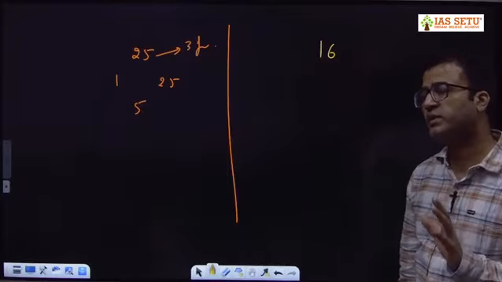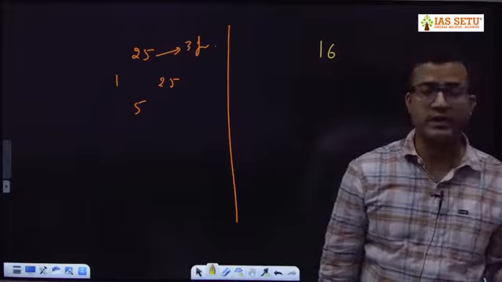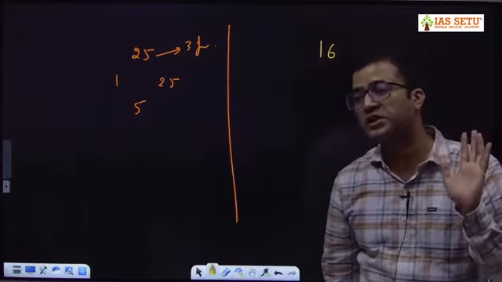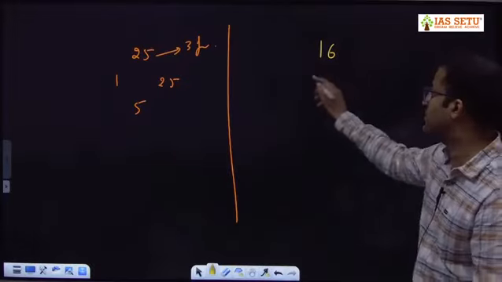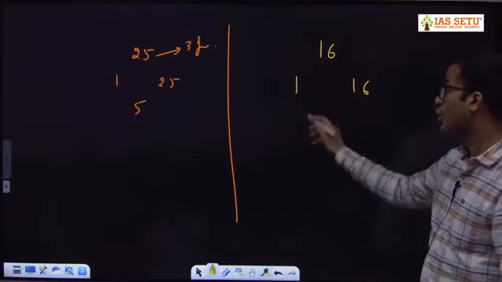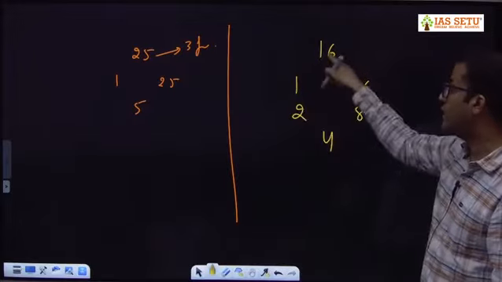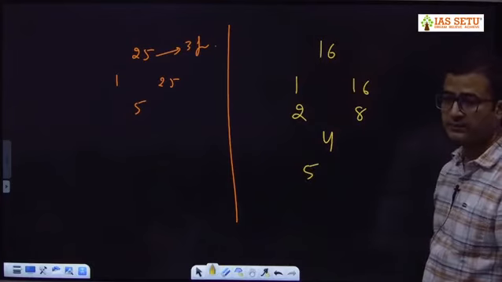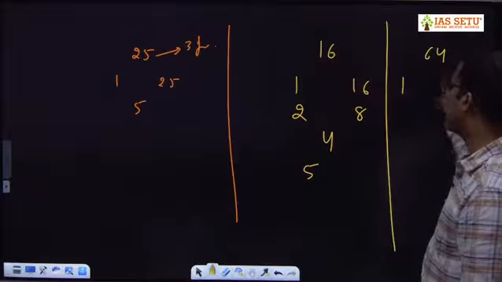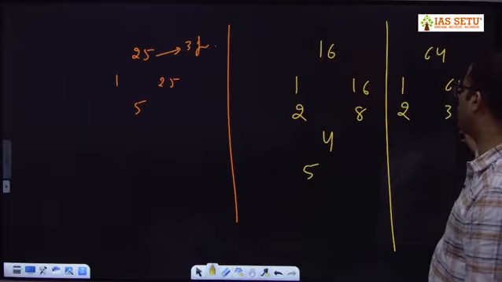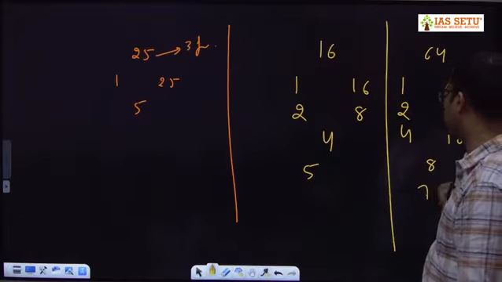मतलब perfect square number के number of factors 1, 3, 5, 7, 9. You will never get the number of factors of a perfect square number as even. In a perfect square number, the number of factors is always odd. जैसे 16 में check करेंगे, 1 makes a pair with 16, 2 makes a pair with 8, 4 makes a pair with itself. That's why 16 has 5 factors. You can check 64. 1 makes a pair with 64, 2 with 32, 4 with 16, 8 with 8. 64 has 7 factors.